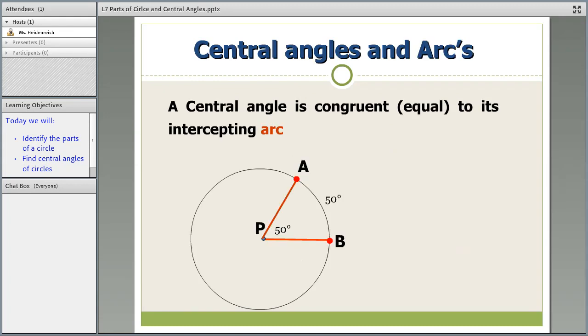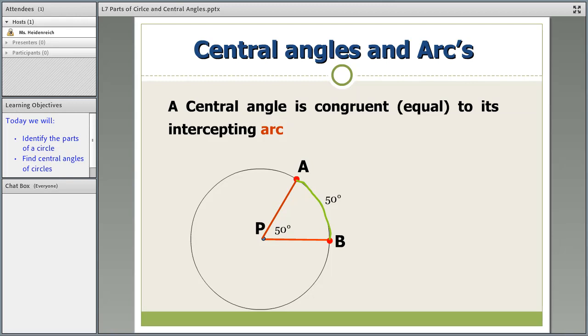A central angle is congruent or equal to its intercepting arc. So we measure arcs with degrees just like we do with angles. So the measurement of the arc for the central angle is the same number of degrees as for the central angle itself. Hopefully that's making sense.